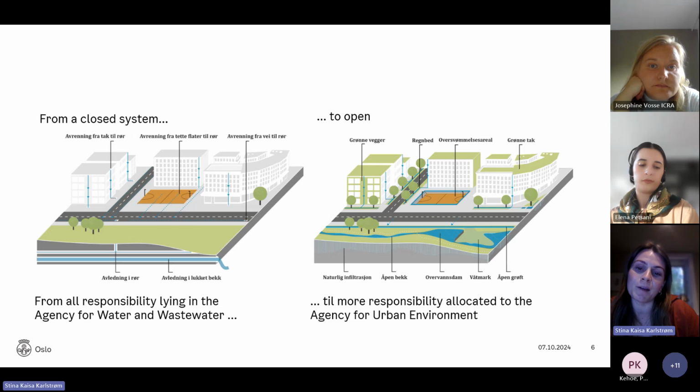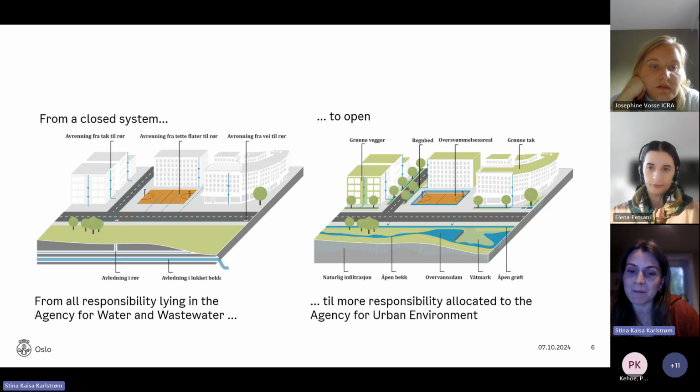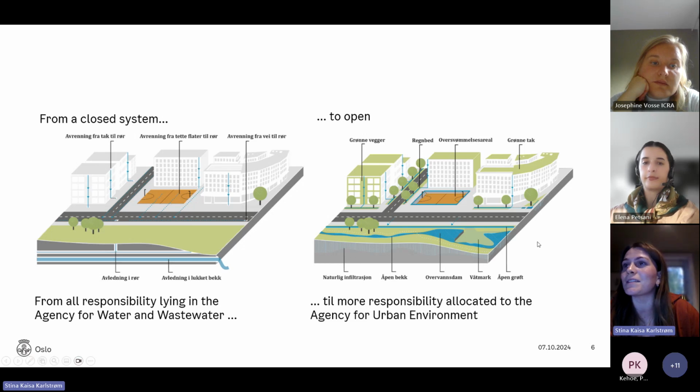And a little bit about why my agency works with this, because historically stormwater management was the sole responsibility of the Agency for Water and Wastewater, which seems like the obvious choice. However, after transitioning towards a more nature-based and open way to handle stormwater, we have also transitioned towards a more distributed responsibility for stormwater, including us in the Agency of Urban Environment. And this shift encouraged us to think more strategically about stormwater in the broader context of urban planning. And a lot of people who never before had to think about this now have to. And so we have tried and failed a lot in our solutions, I will say.